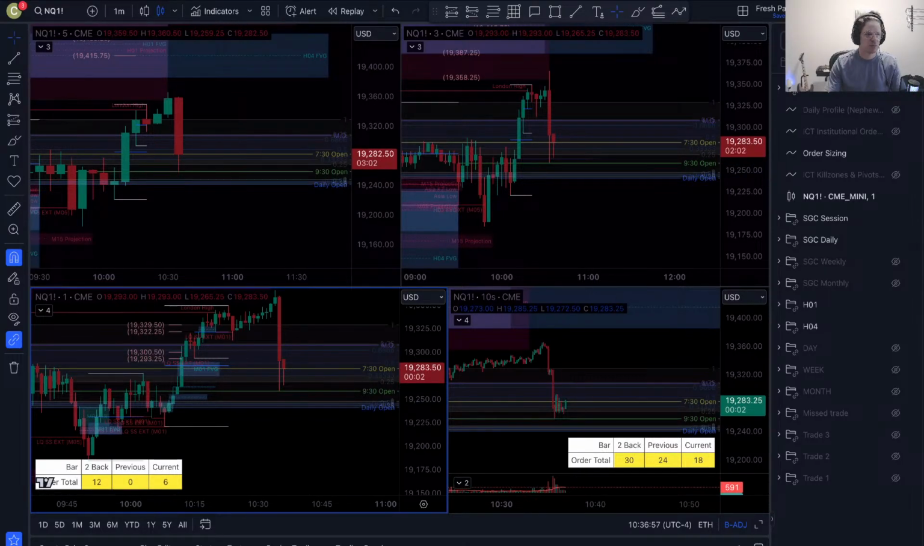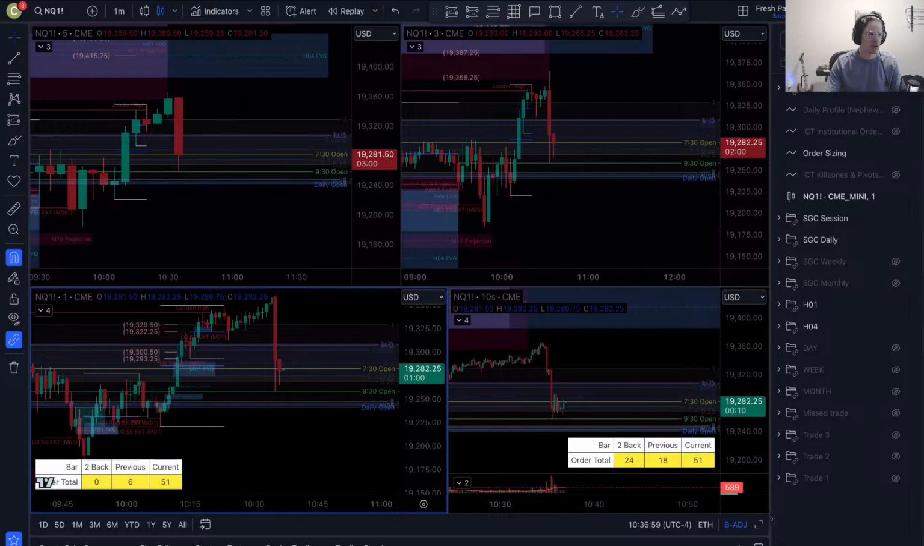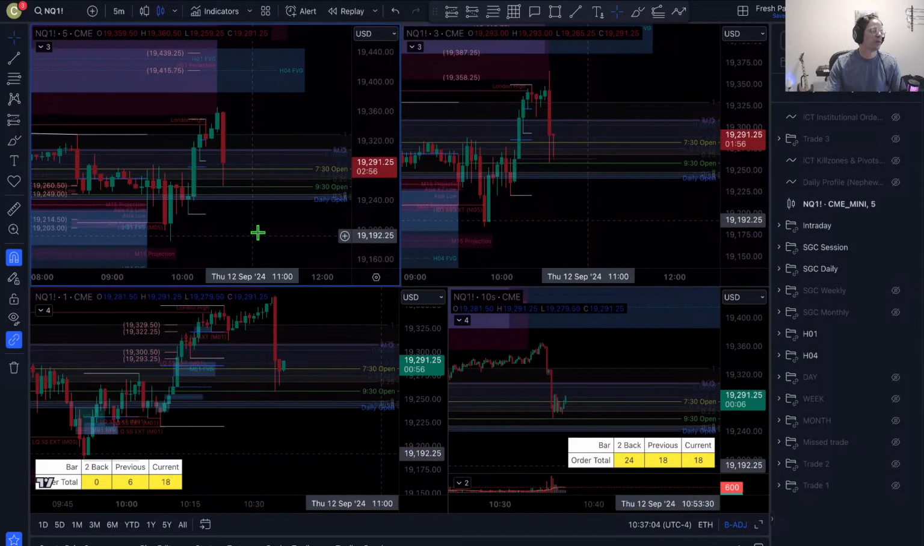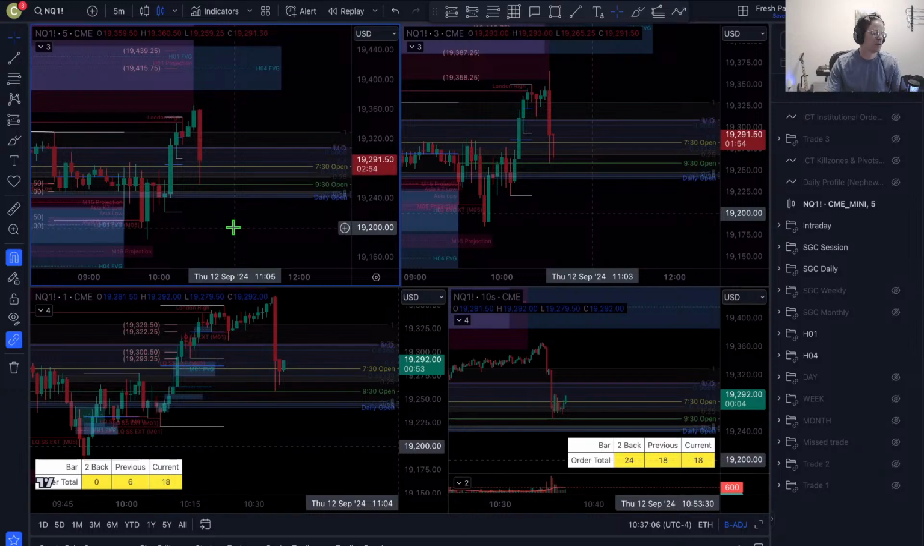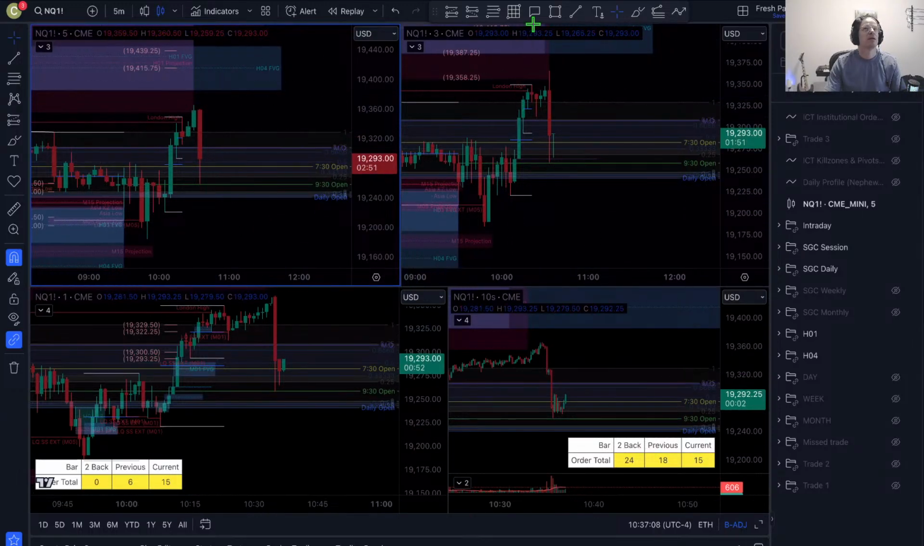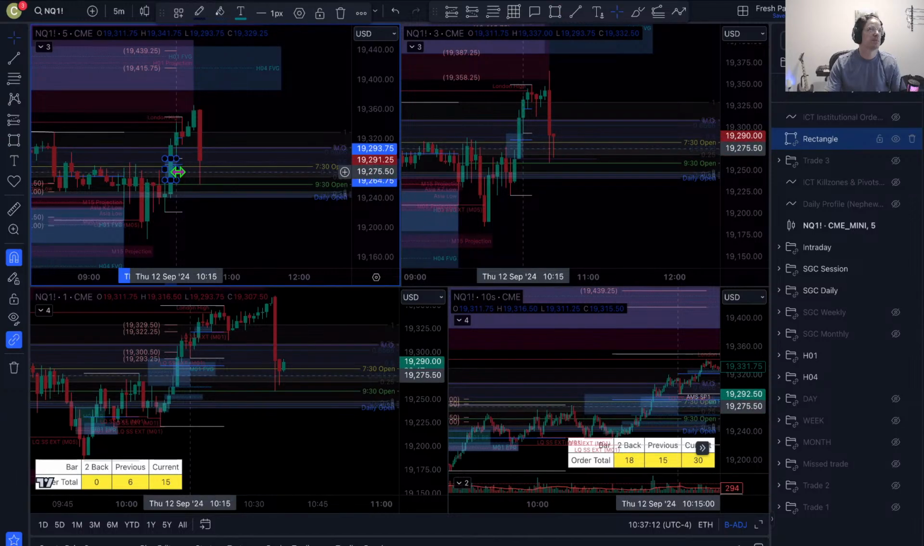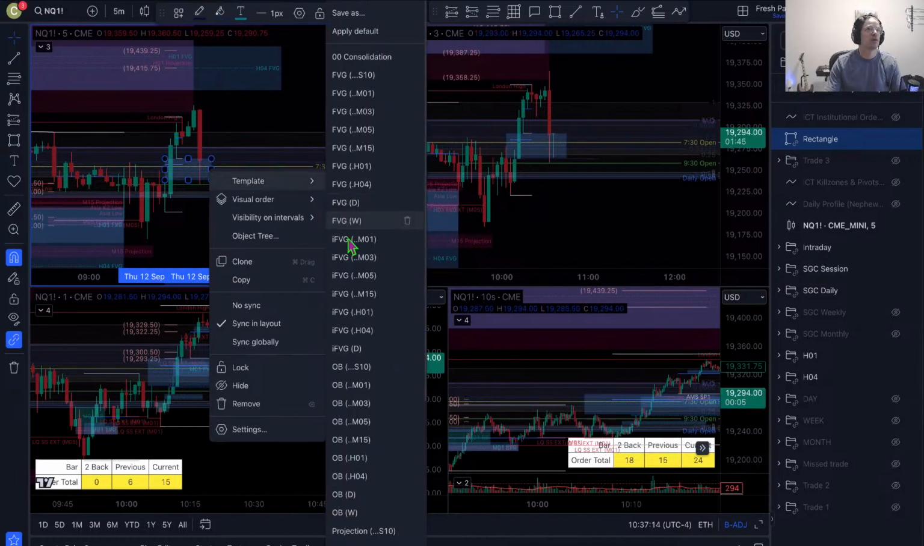That created some SMT with NQ being the higher one. You know, the M15 is definitely, we're holding this fair value gap. Let's see how we behave in this fair value gap. And the opens.